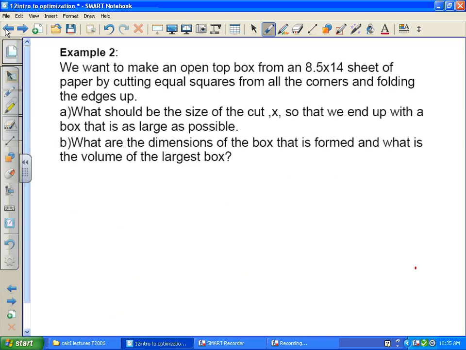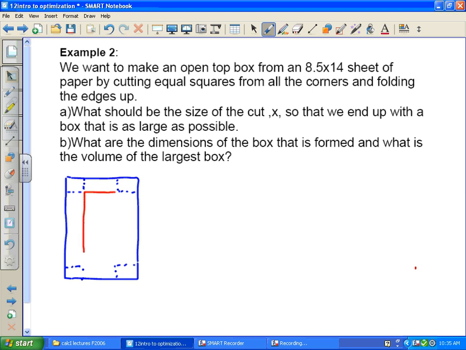Not that one. Let's go back, I think. There we go. So we're going to make a box out of an 8.5 by 14 sheet of paper. So we have our legal size paper. And we're going to make this box by cutting off the corners and then folding the sides up. So what's remaining is basically this, and so are these sides. Now if you fold the sides up, you will end up with a box.